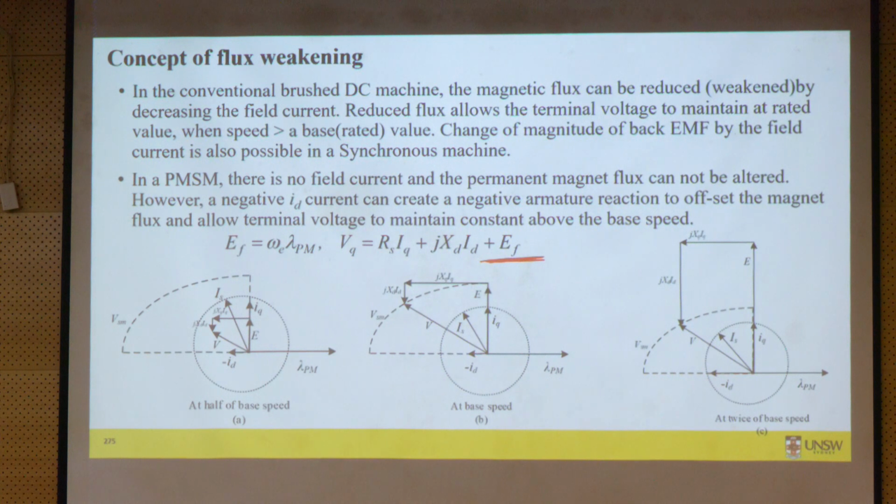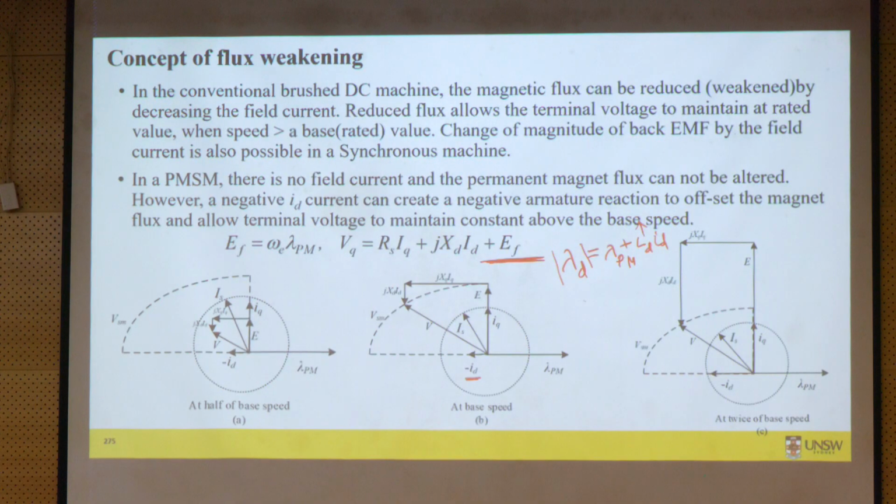So in flux weakening, if we start to increase the ID current above what was in the MTPA, we will start applying a negative flux. Remember, your lambda D is lambda PM plus LD ID, but ID is a negative current, right? So as the negative ID current increases, lambda D flux will start to reduce, okay? So that reduction is actually flux weakening.